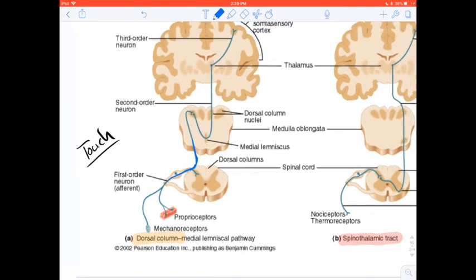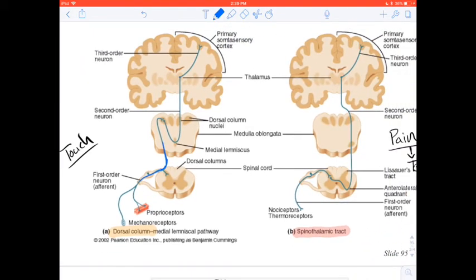And so in the medulla is where our first order ends. So the first order neuron begins here at our receptors. We have the mechanoreceptors, which are going to feel physical force, and proprioceptors, which sense stretch. So this first order begins at that receptor and ends in the medulla. And then in the medulla, the second order neuron starts.